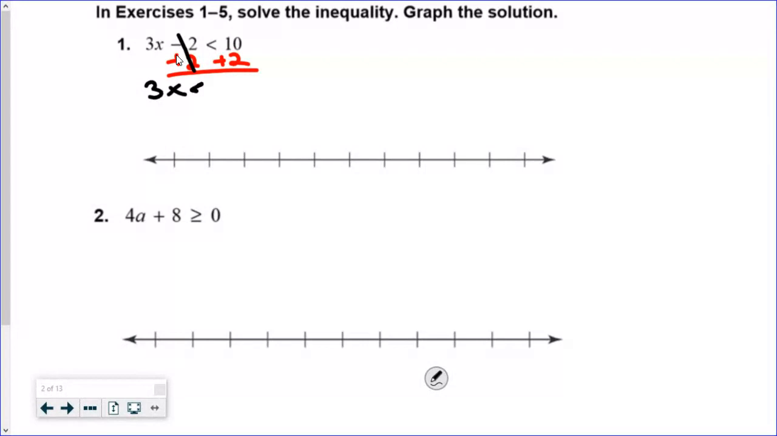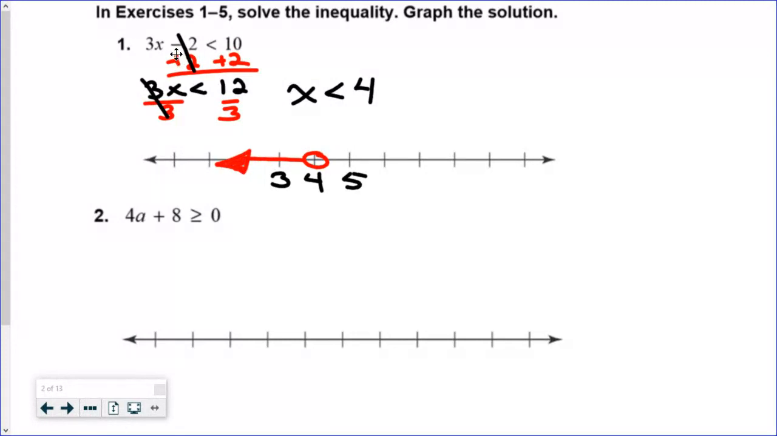So we have 3x is less than 12. Divide by 3, and you get x is less than 4. That's your solution. We have 3, 4, 5. Hollow circle, and it's a less than. I think you could do that one.